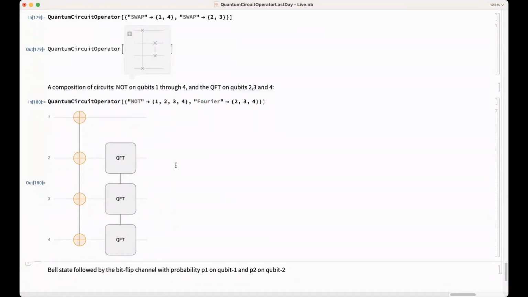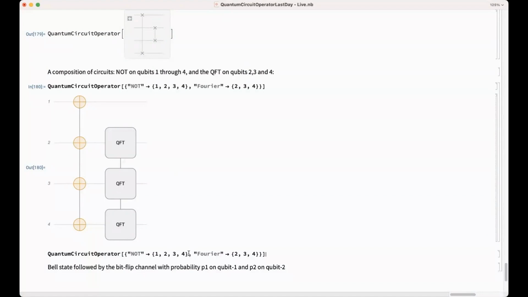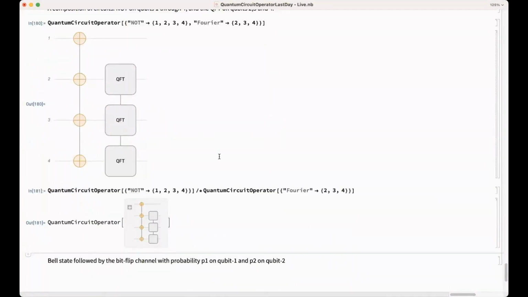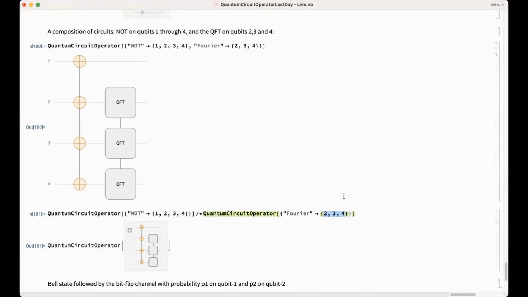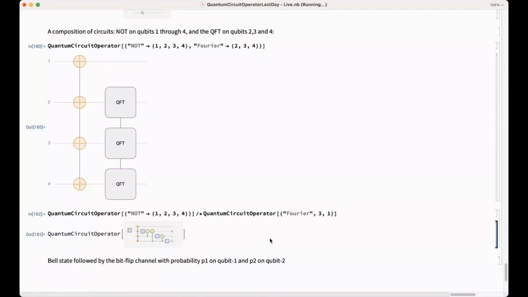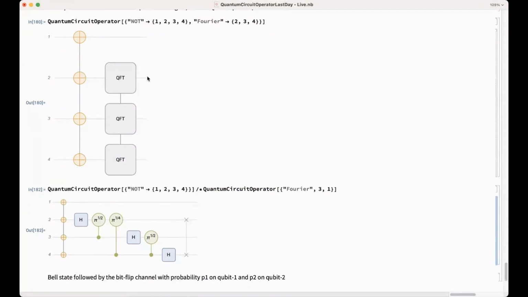So with the composition, you mean composition of circuits? Two circuits, yeah. And let's just kill the order 2, 3, 4, and let's just say 3 and 1, comma Fourier, comma 3 and 1, using that feature. Now it looks nice. In this case, it was a single operator. Yep, so that's a single tensor. So that's the whole thing.